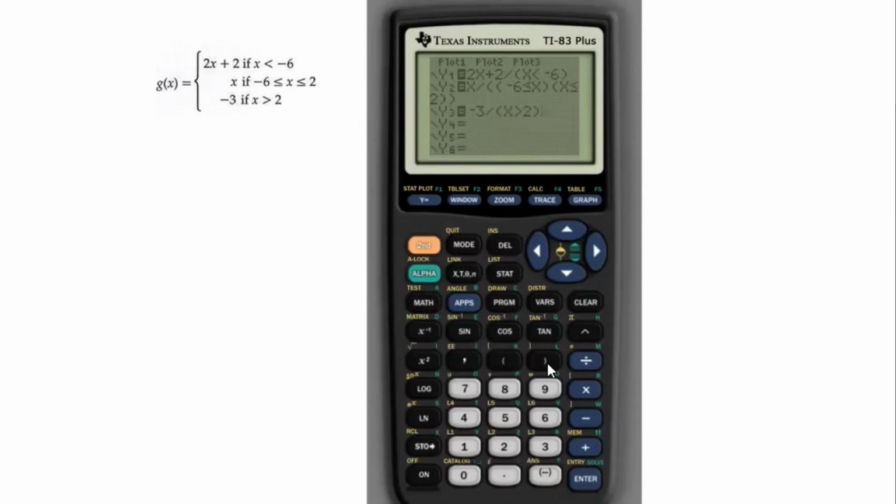All right. So now we have our piecewise function inputted into the calculator. We could just press window, and then maybe we can change the X min to -20, the X max to +20, the Y min to -20, Y max to +20. And then let's press graph.